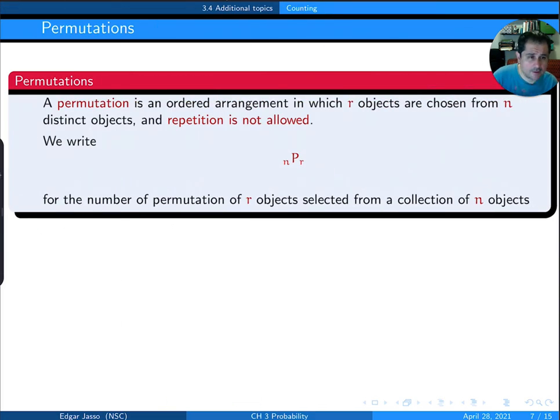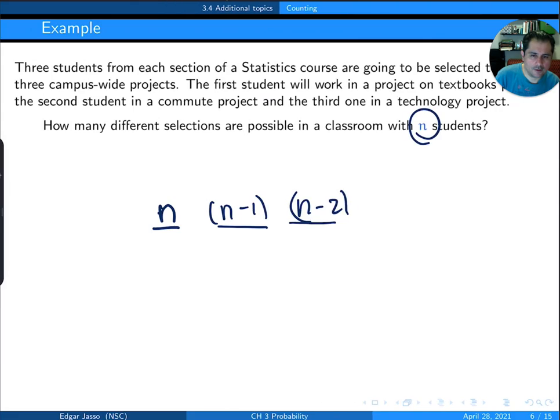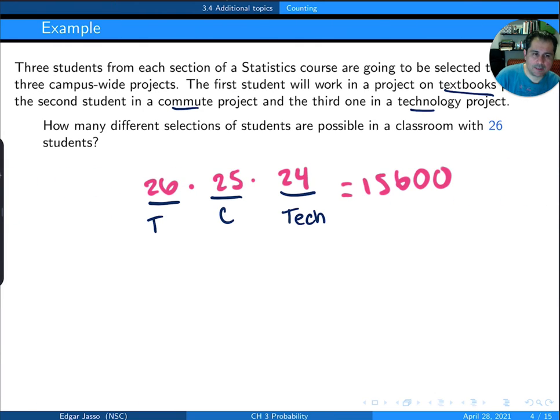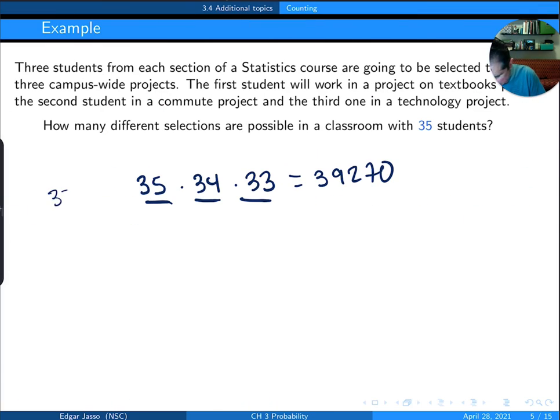This is called a permutation. A permutation is an arrangement of R objects chosen from a group of N. In my example, my R here was 3, and I'm choosing from 35. I'm picking 3 students, so it would be 35P3. This would be 26P3, the notation for this number. P is for permutation, of course.